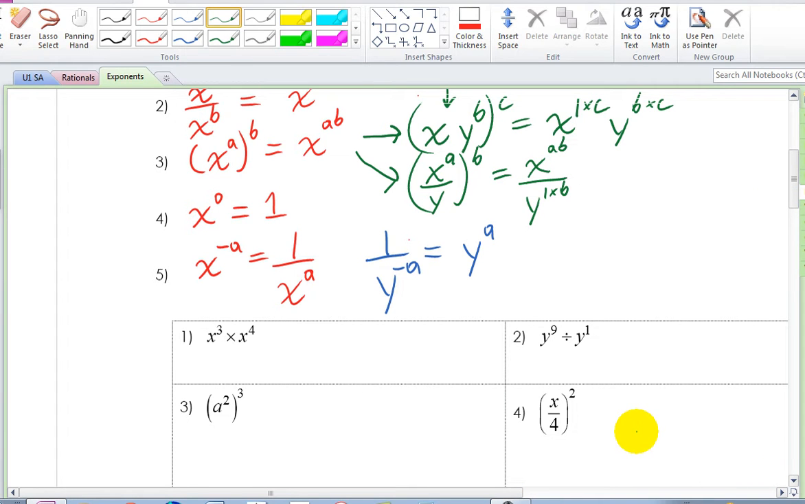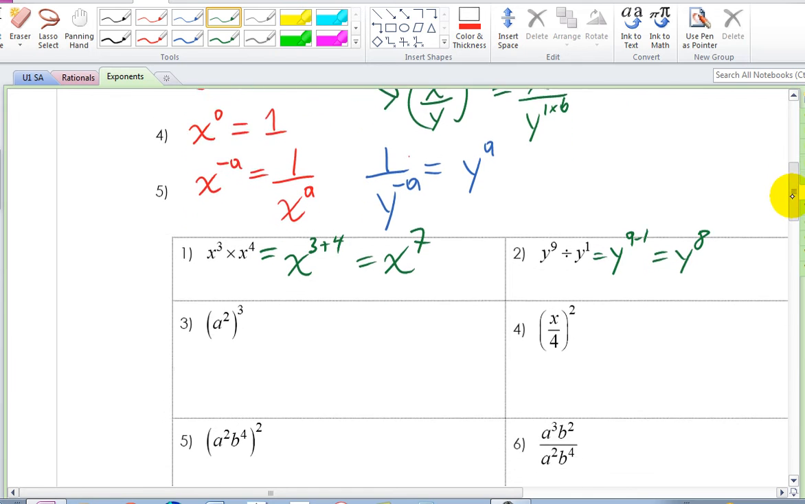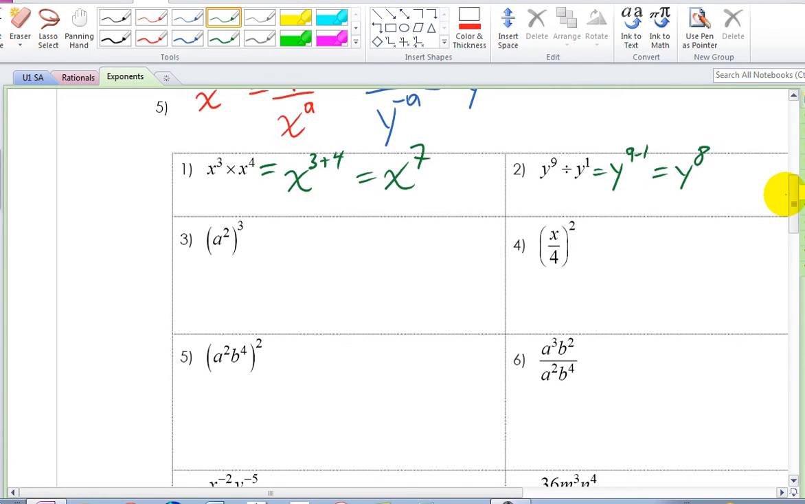Number 1 and 2, simple, simple, simple. For your work, I'm expecting to see 3 plus 4, but you are honors, so I should see an x to the 7 and not an x to the 12. X to the 7 is the answer. For the next one, I'm expecting to see 9 minus 1, which equals y to the 8. So adding, subtracting, that's the basic rule. You've done this before already with numbers, and simplified it to a single power.